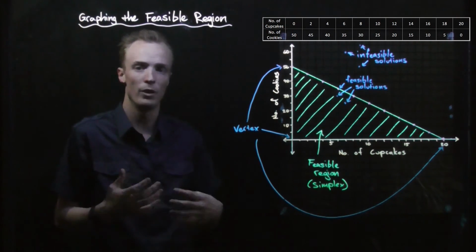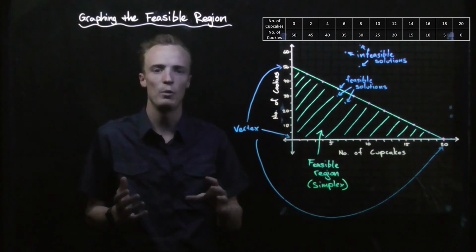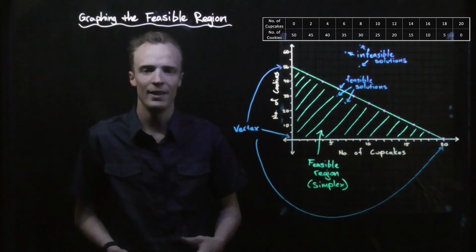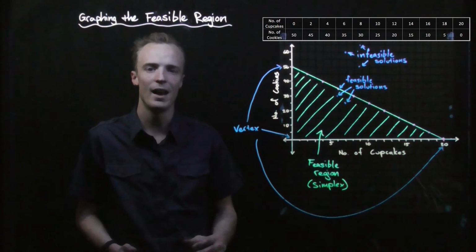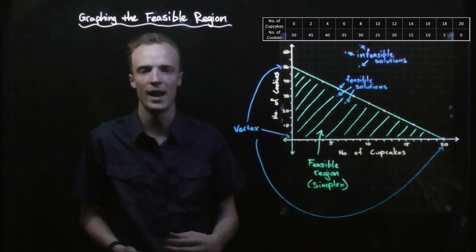So that summarizes what the feasible region is and how we graph the feasible region. In the next video, we're going to have a look at how we define our feasible region algebraically.